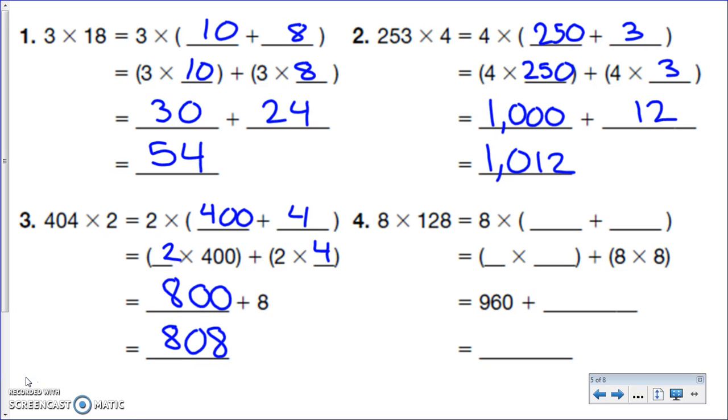For 4, we have 8 times 128. So we're going to break 128 into 120 plus 8. Then we're going to distribute the 8 across, so we get 8 times 120 and 8 times 8. We know that 8 times 8 is 64, and then we're going to add the two partial products, which gets us 1,024.